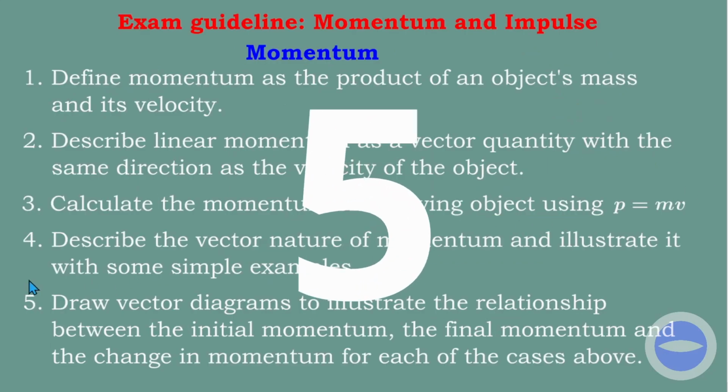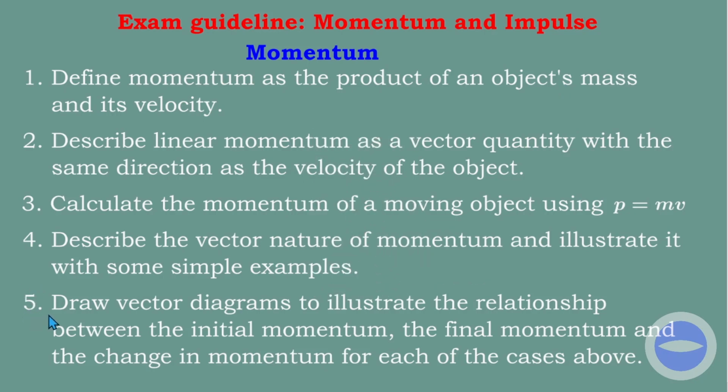Then we are going to number 4. Number 4 says draw vector diagrams to illustrate the relationship between the initial momentum, the final momentum, and the change in momentum for each of the cases above. So here we are drawing a vector diagram. You remember in grade 11, we did vectors in 2 dimensions, where we add vectors on a Cartesian plane. Here we are going to use the same method.